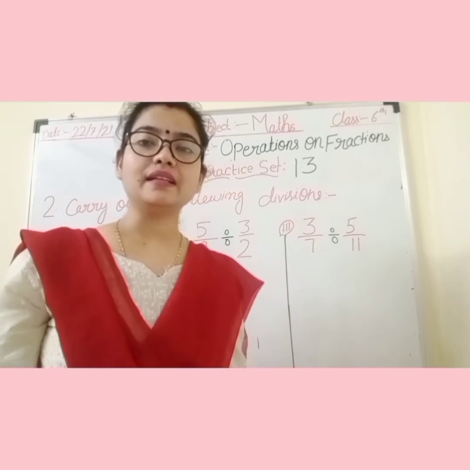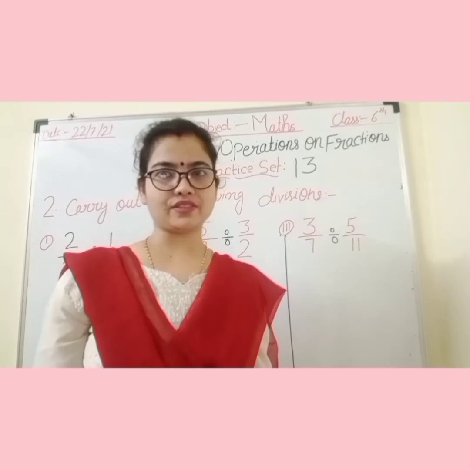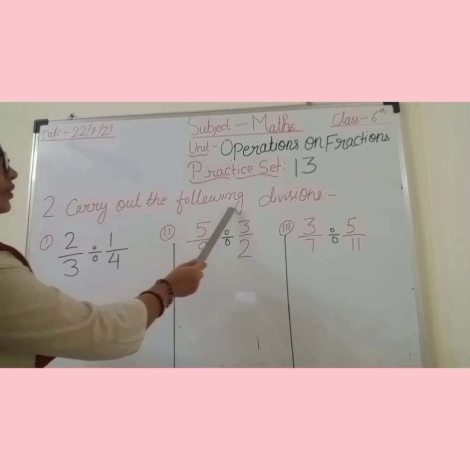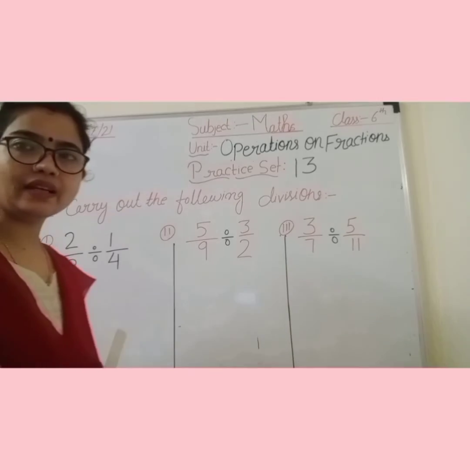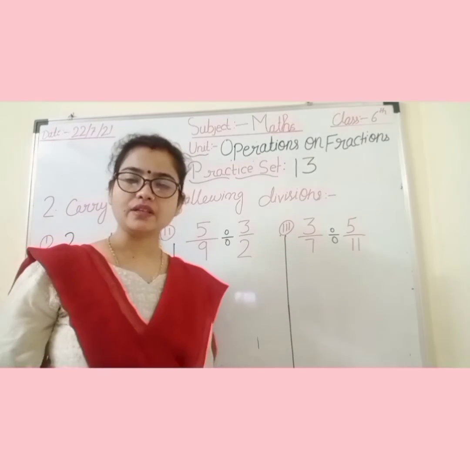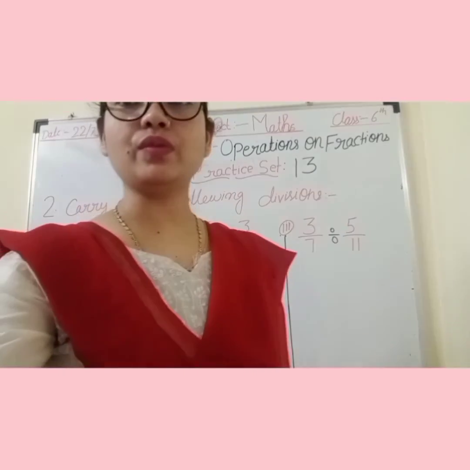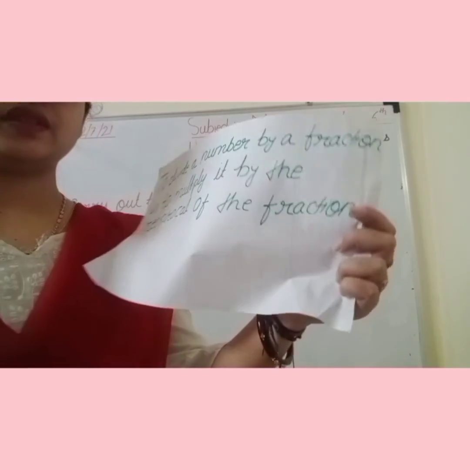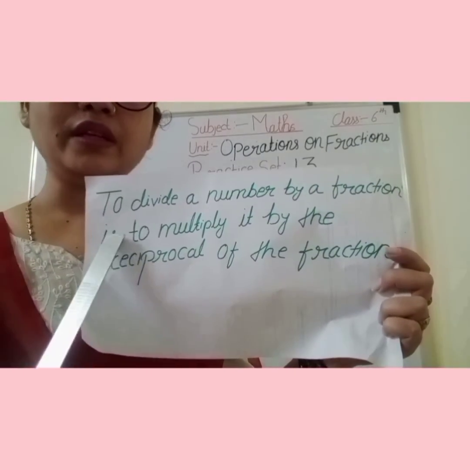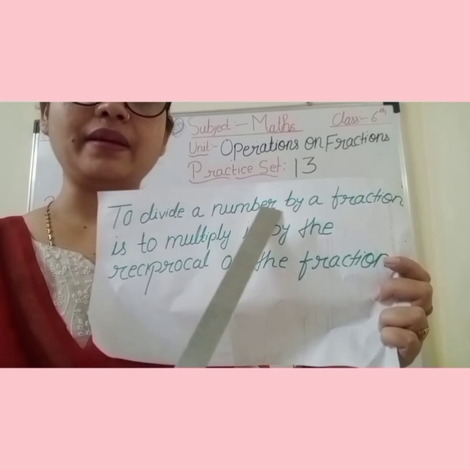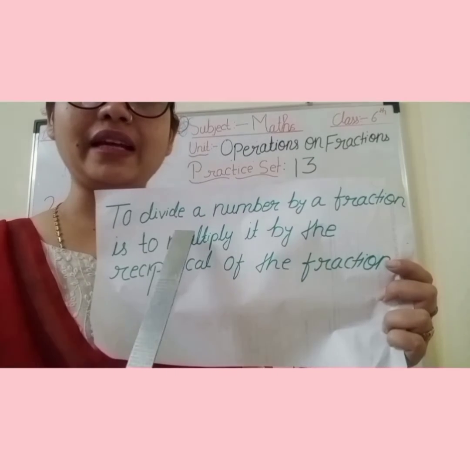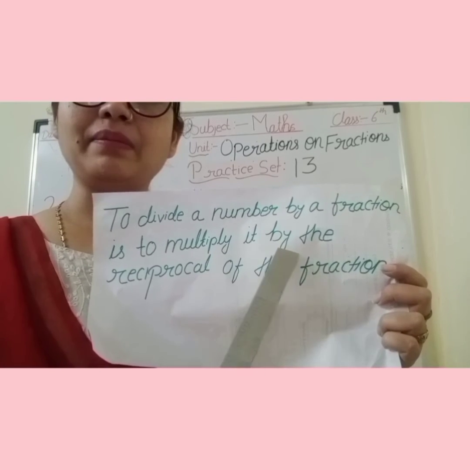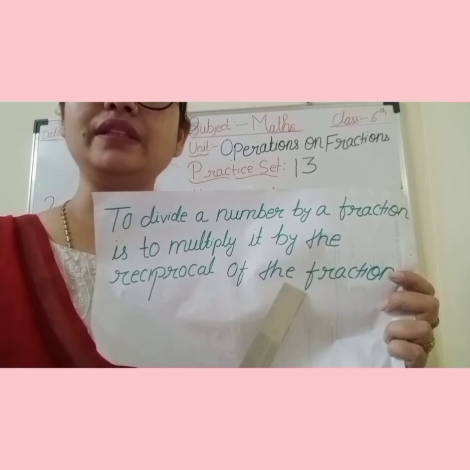We'll see the division of fractions. So see here, carry out the following divisions. So we have to carry out the division. How will you divide? For dividing, you should first know this statement. What is written here? You can see here, student. To divide a number by a fraction is to multiply it by the reciprocal of the fraction.